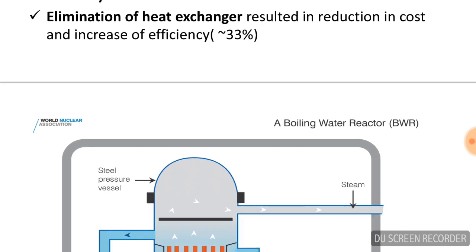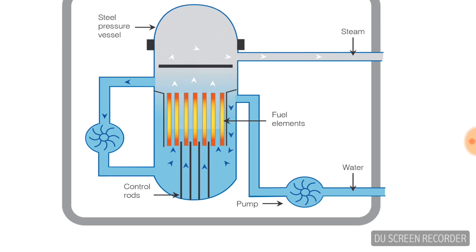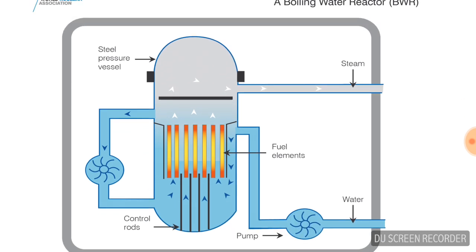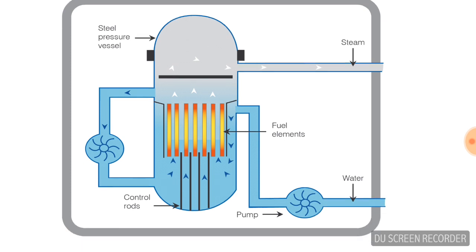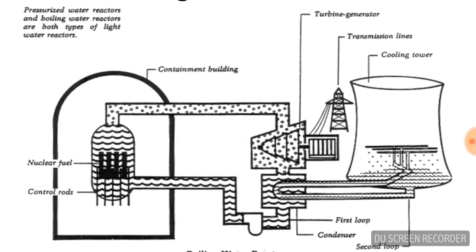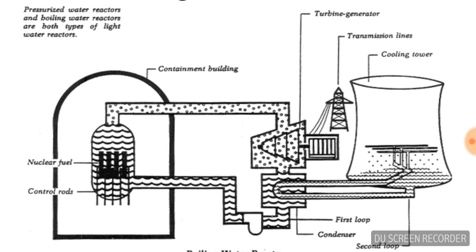Let us quickly go through the layout. You can see in this layout the control rods and fuel, and there is no heat exchanger. Heat is developed inside the nuclear reactor itself, so the direct contact and contamination issue would be there. There is another layout of the boiling water reactor, again the same thing: control rod, nuclear fuel, and production of steam inside the nuclear reactor itself. There is no heat exchanger. So this is all about the boiling water reactor.